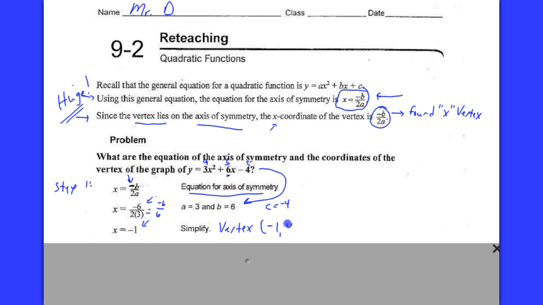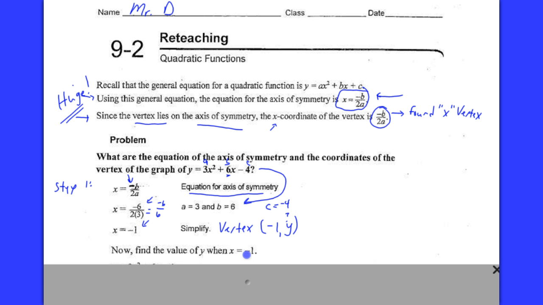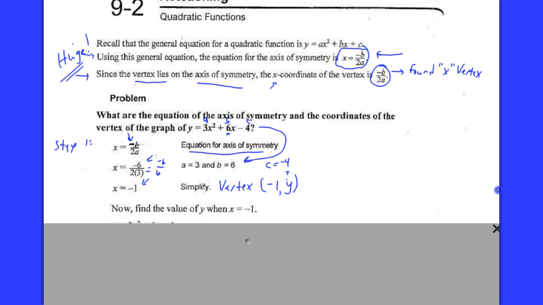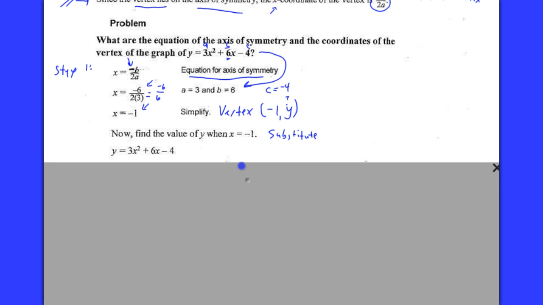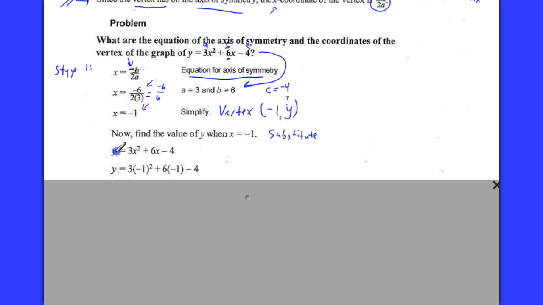But guess what? You have to figure out what y is now. All right, so that's what they're showing you in the notes. Find the value of y if x is negative 1. Well, the only way to do that is to substitute. You're going to substitute this value back into the original equation, which was up here. So that's what they're showing you right here. There's the original equation, top line, and they're going to put the negative 1 right there.